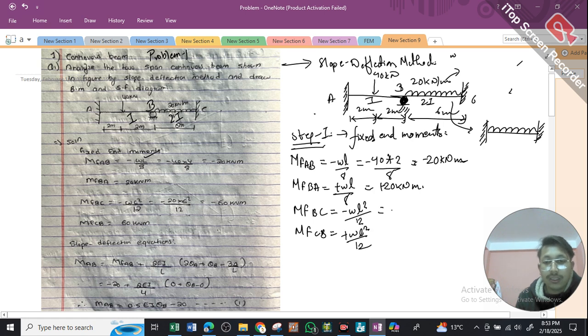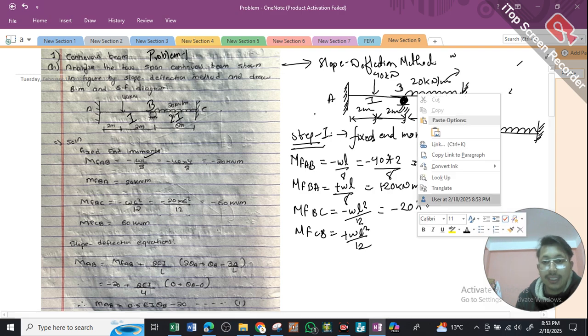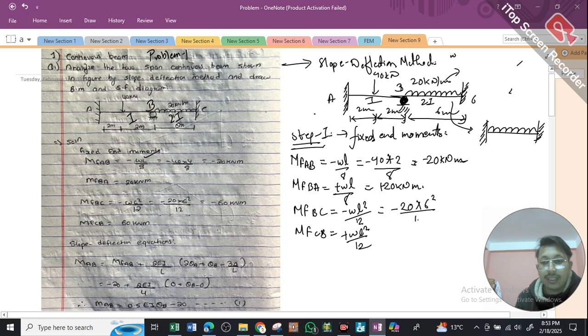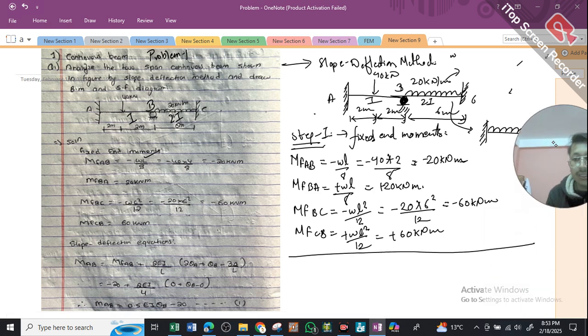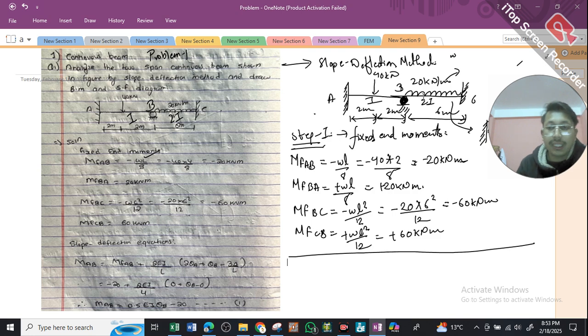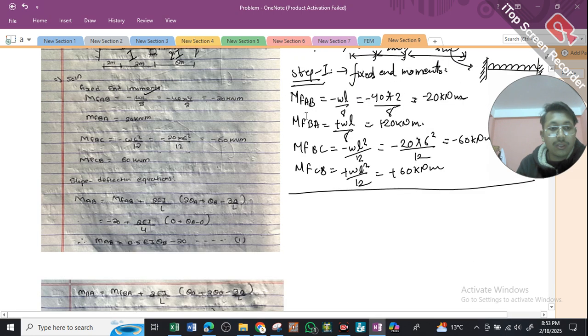On solving this, with W as 20 and span L as 6, we get minus 20 into 6 square divided by 12, which is minus 60 kilonewton meter, and this is going to be plus 60 kilonewton meter. So my step 1 is completed. Next, we are going to move on to our slope deflection equation. This is going to be my step 2.